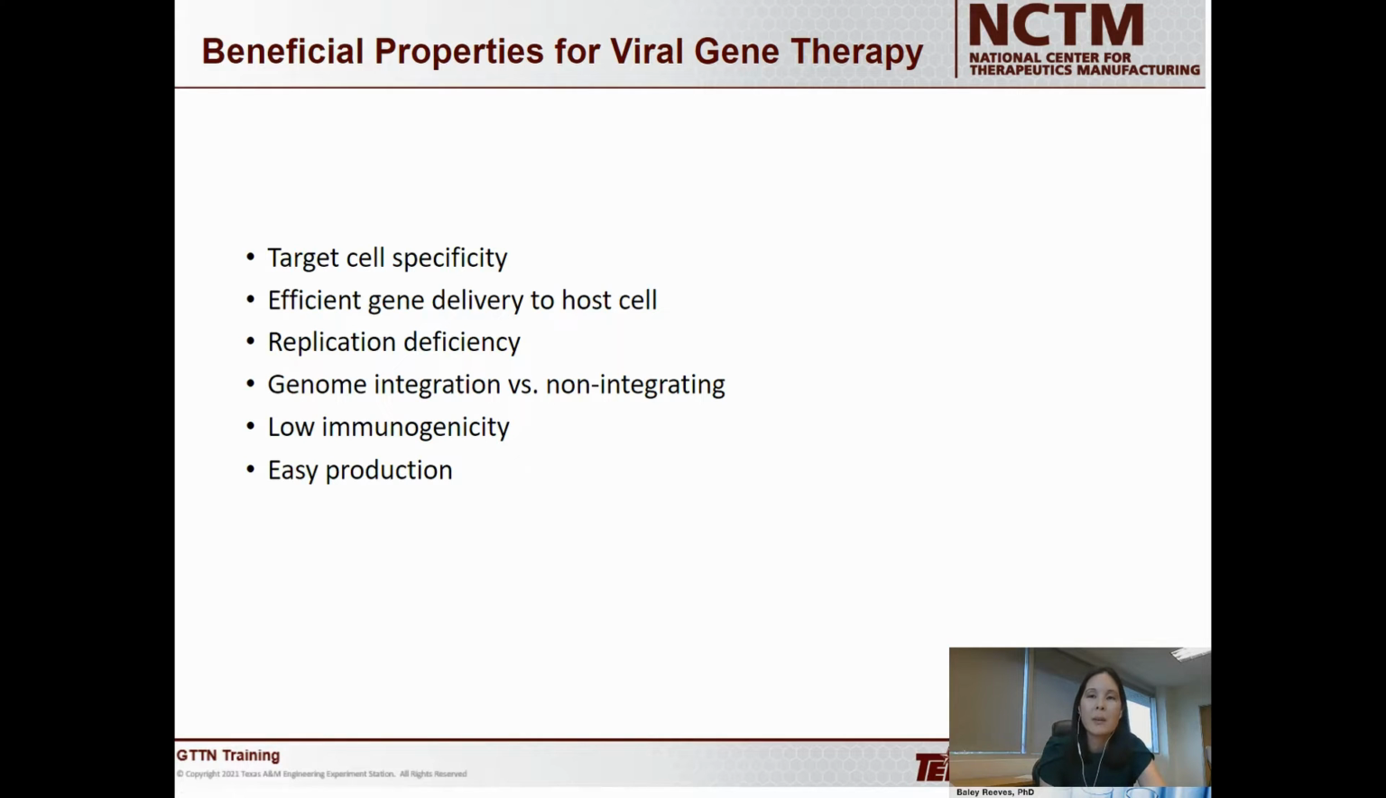Some things are going to be important when we are designing our viral gene therapies. The biggest thing is going to be target cell specificity. So you don't want to inject a patient with viral vectors and not know exactly where they're going to go. Usually for most diseases, you have a specific target that you want those vectors to be delivering to. You want to make sure that delivery is efficient. And you want to make sure that ultimately you're not causing an immune reaction within a patient.